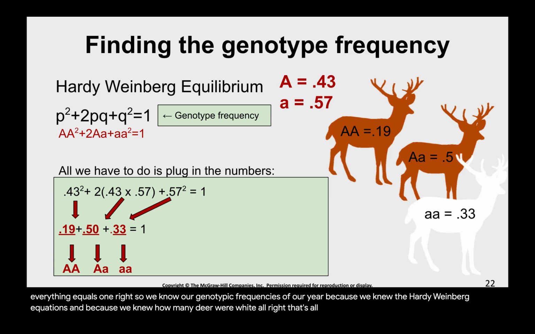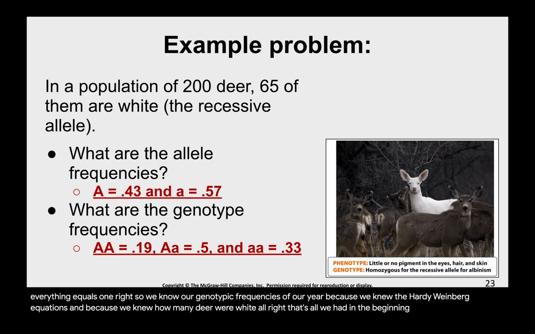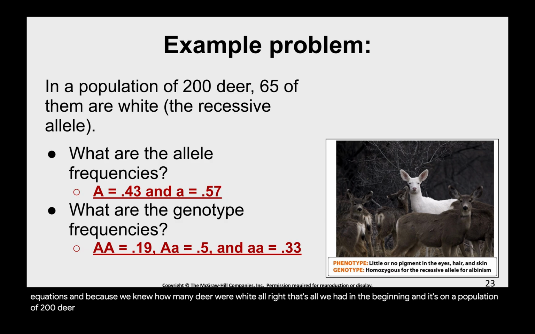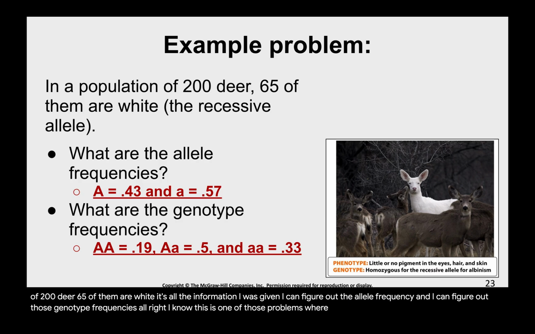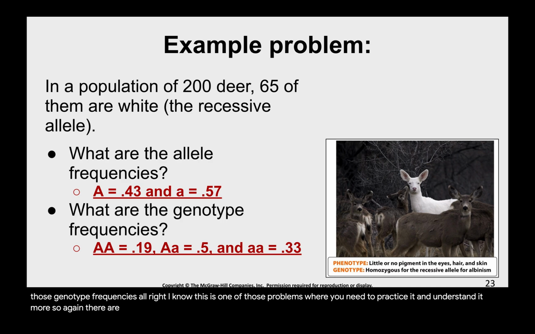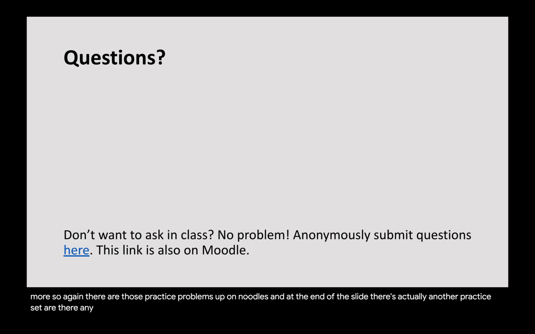That's all we had in the beginning. In a population of 200 deer, 65 of them are white. That's all the information I was given. I can figure out the allele frequency, and I can figure out those genotype frequencies. I know this is one of those problems where you need to practice it to understand it more. So there are practice problems up on Moodle, and at the end of this slide, there's another practice set. Are there any questions?